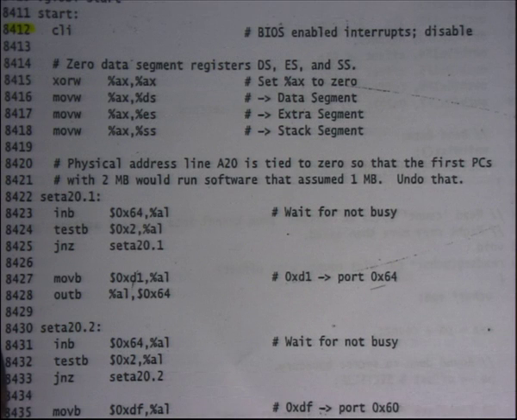Okay, then the next thing you do is you say XOR AX. The effect of XORing a register with itself is that you just zero out the register, okay. And then you move AX to all the segment registers, DS, ES, SS. Why am I doing this? To have a flat address space, right? I don't want to have a segmented address space. Let's set up my segment registers.